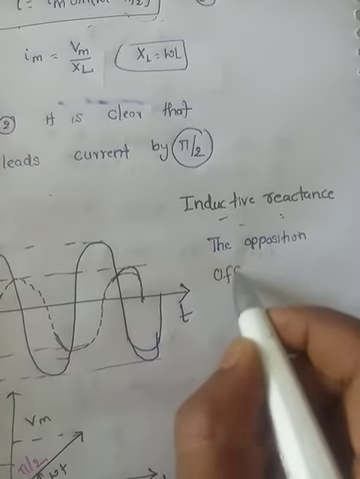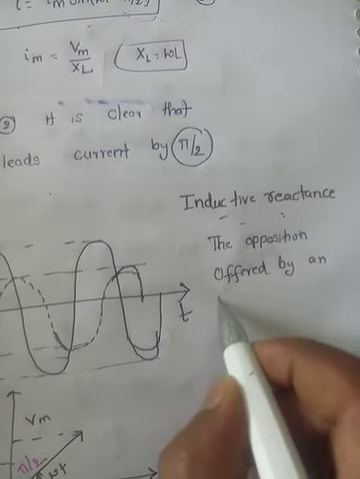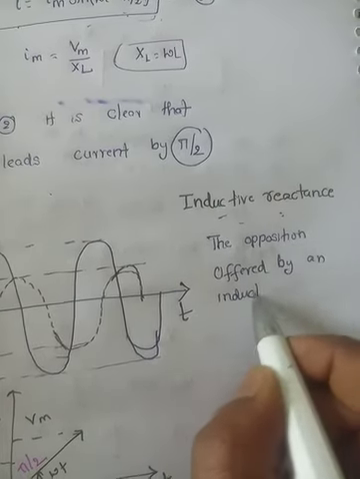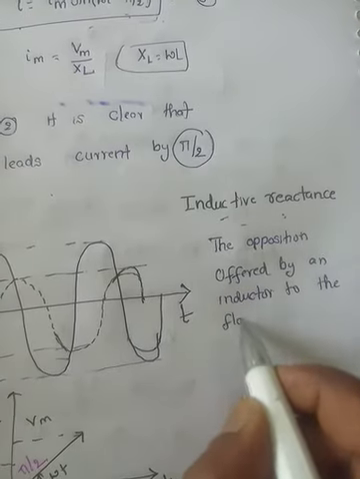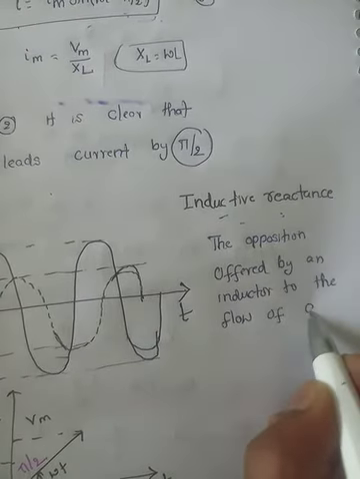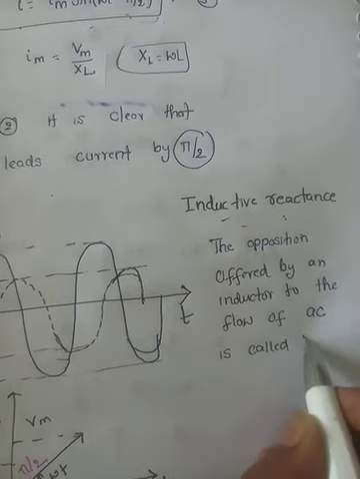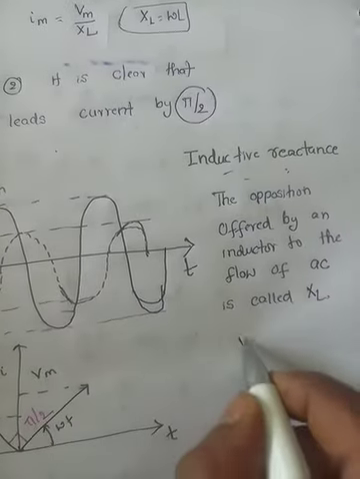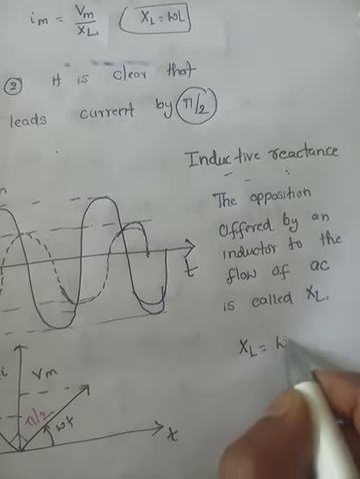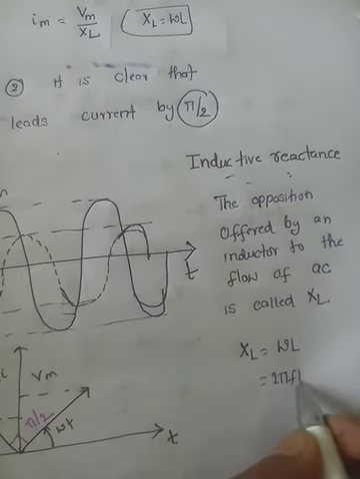The opposition offered by an inductor to the flow of AC is called what? XL. What is XL? Inductive reactance. What we have written? XL is equal to omega L. What is omega? 2 pi f.